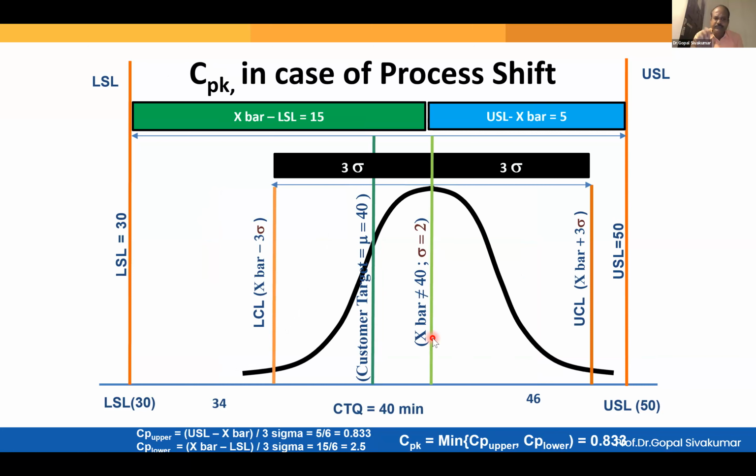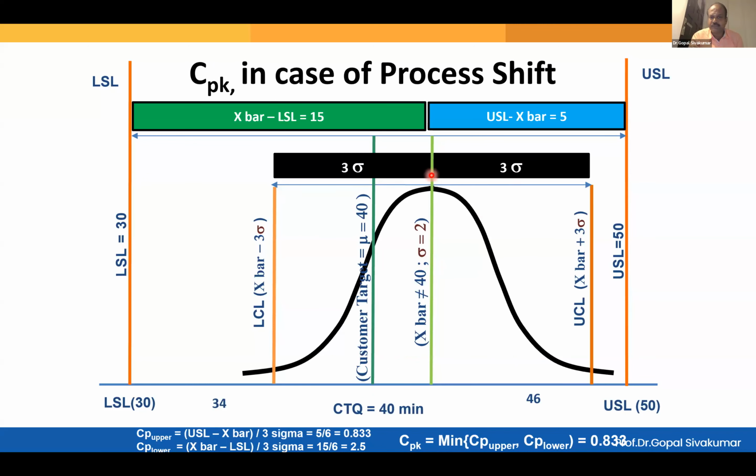That means CP is giving a wrong indication. So don't believe CP, or don't use CP to understand the process capability. Use the CPK. Since the process is shifted, look at the revised values. CP upper: USL minus X bar divided by 3 sigma. Sigma is equal to 2, so 3 sigma is 6.